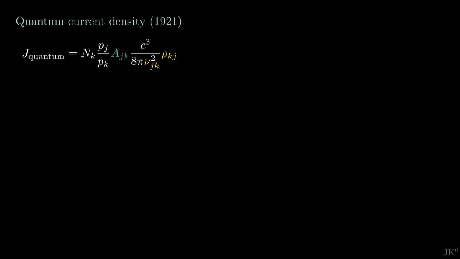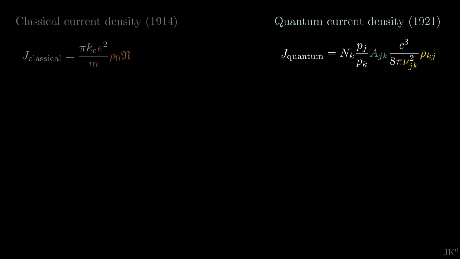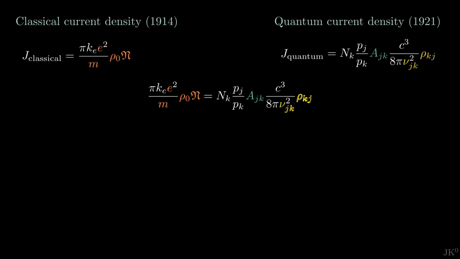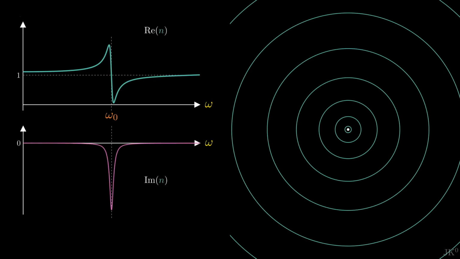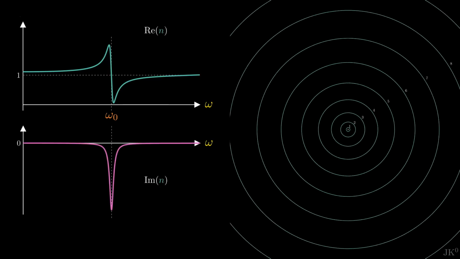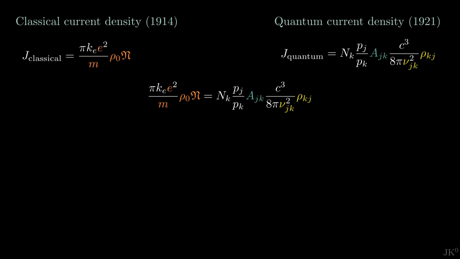Bringing back his result for the classical current density, Ladenburg set them to be equal. I know this might not look like much, but think about it. He is literally forcing the result of two incompatible theories to be equal. Similarly, he was forced to respectively identify the resonance frequency nu0 and the energy density ρ0 with the transition frequency nu kj and the energy density ρ kj.